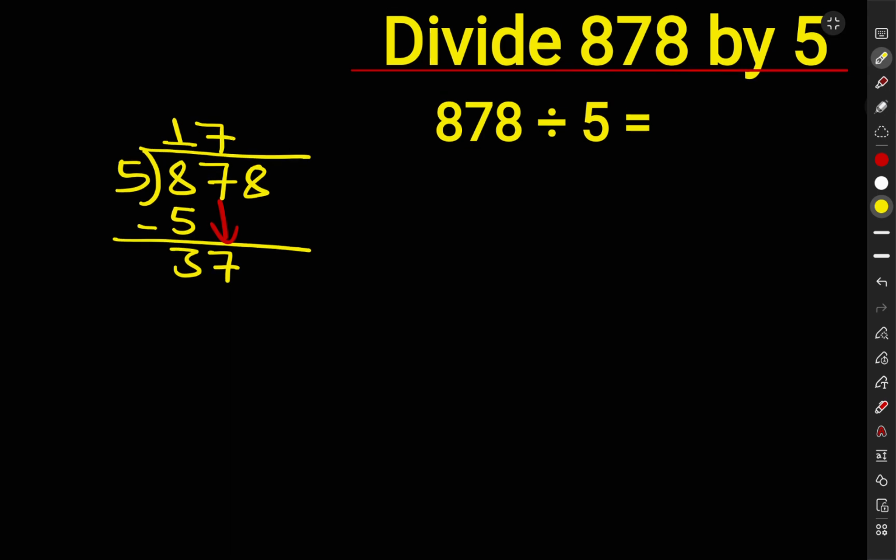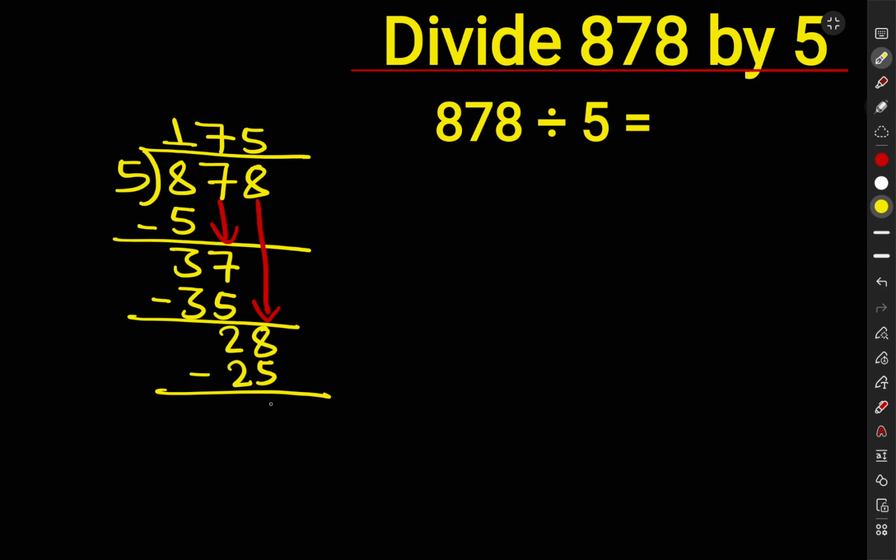5 times 7 is 35. On subtracting we get 2. So again we put down this 8 and it is 28. 5 times 5 is 25. On subtracting we get 3.